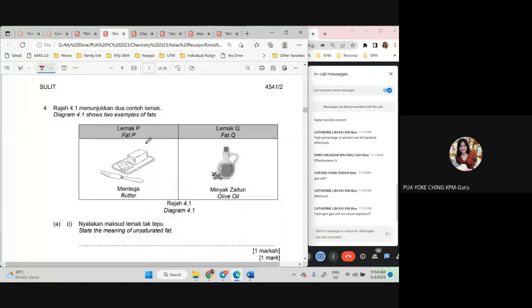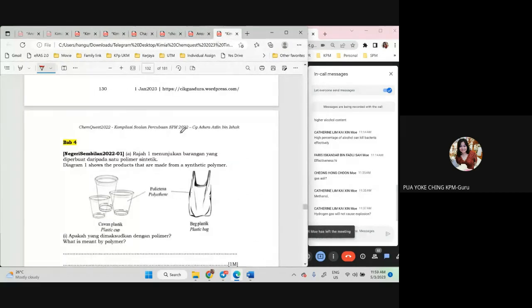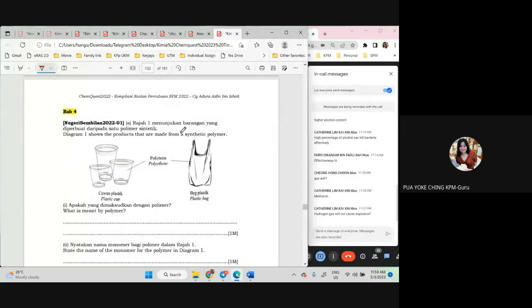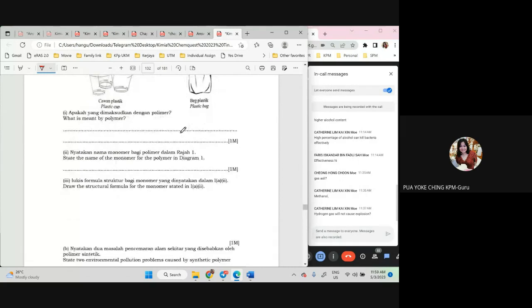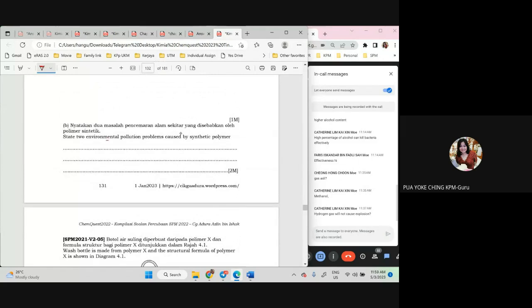Okay, so this is chapter 5 already. Tapi before tu, kita tengok sikit soalan. So if you come out chapter 4, you tengok soalannya is always the same. If give you the plastic, if you give you the polymer, ask you to draw, and then ask you state the environmental pollution caused by synthetic polymer. So kena ingat, kalau environmental pollution, jangan bagi pollution saja. It must be action plus effect. Maksudnya apa you buat and then apa berlaku.